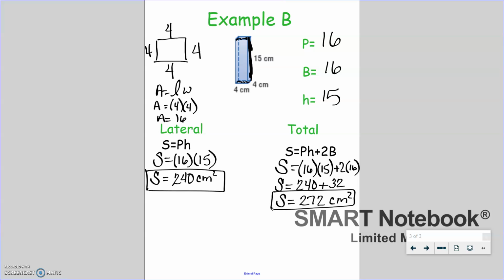So remember, the key is always draw and label your base. Shade your base. Find perimeter of the base. Find area of the base. And then go ahead and substitute your numbers in. Now you're going to go ahead and complete your assignment for today.